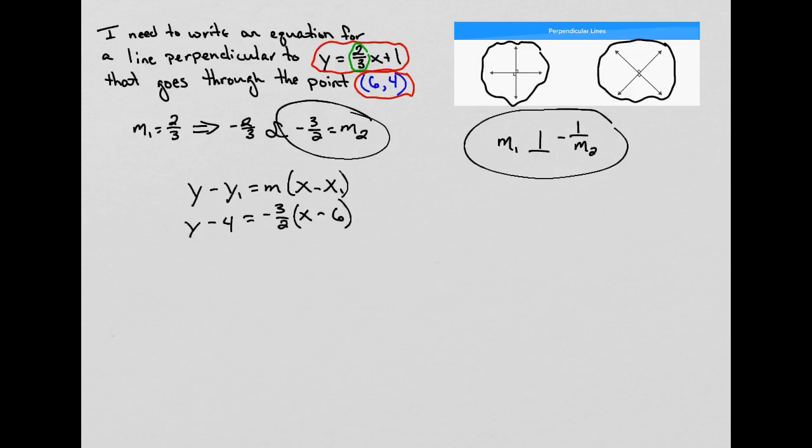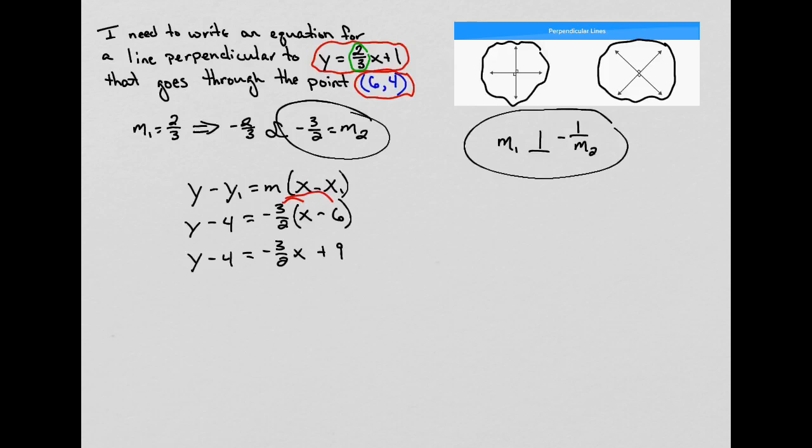And now I just go through and simplify to put it in whatever form that I want. For this video, I'm going to actually get you guys back into slope-intercept form. So the first thing that I'm going to do for this video is I'm going to do my distributive property here and get rid of my parentheses. And so I will have y minus 4 is equal to a negative 3/2x, and then a negative 3/2 times 6 is going to be a negative 18/2, which ends up just being a minus 9. And if I minus a minus 9, it's going to be a positive.